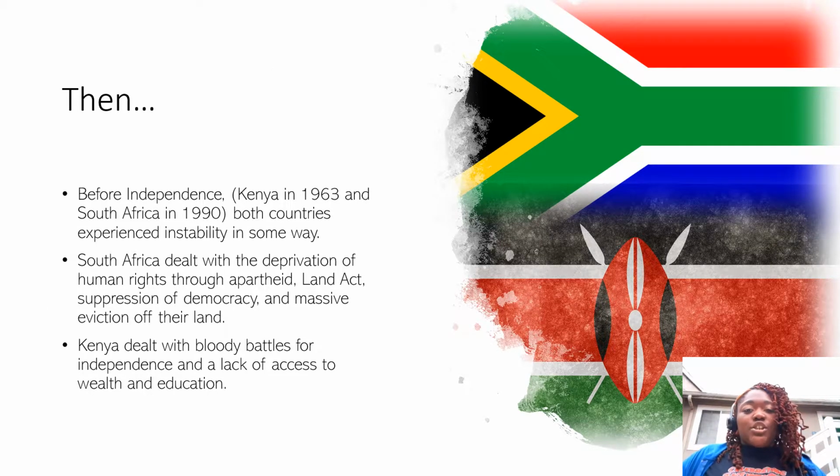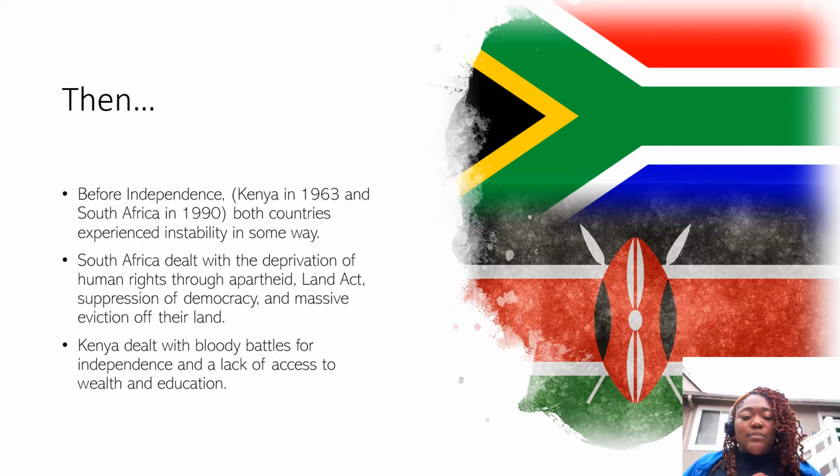So the two countries that I chose to do were Kenya and South Africa. Before Kenya got its independence in 1963, there were a lot of issues. I mean, both countries had a lot of issues. Some of them dealt with apartheid, which kind of mirrors the U.S. experience for the fight for civil rights. Probably very, very similar in the rights that were taken away from people.